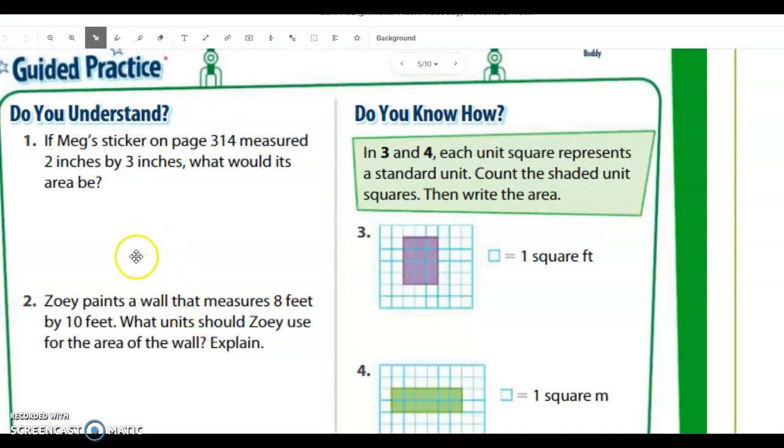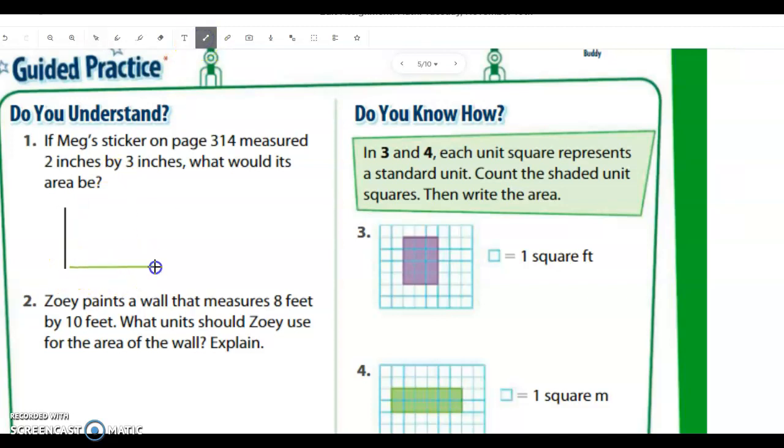Number 1, if Meg's sticker on page 314 measured 2 inches by 3 inches, what would its area be? Now we can draw this. We'll use the line tool again to draw our rectangle. And this is just like drawing an array. One more. Please make sure that you have drawn yours out on your page as well.